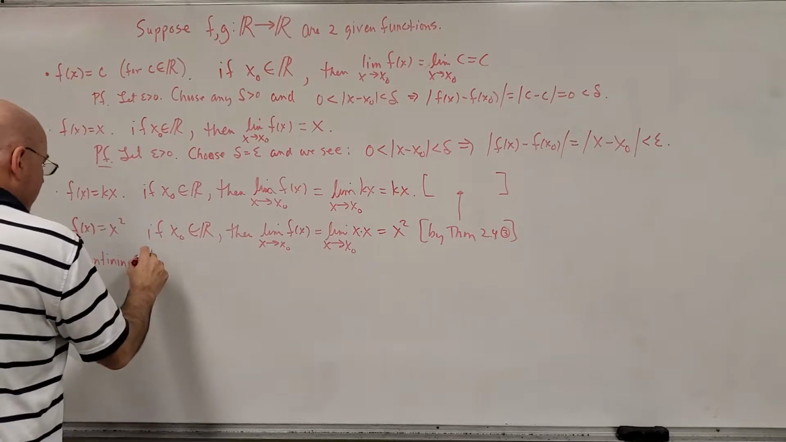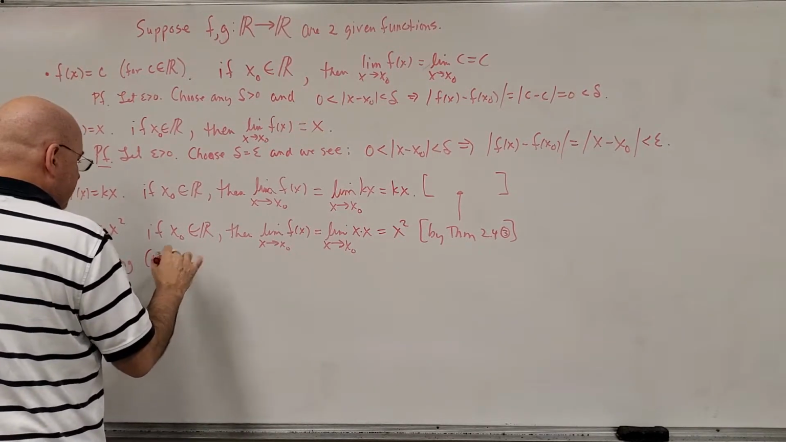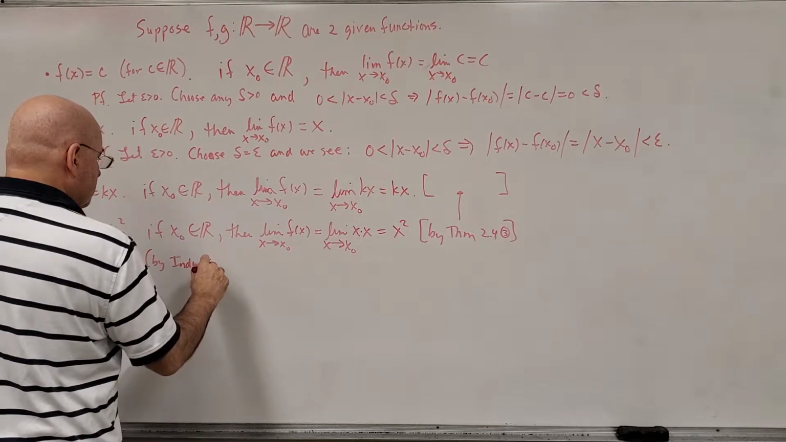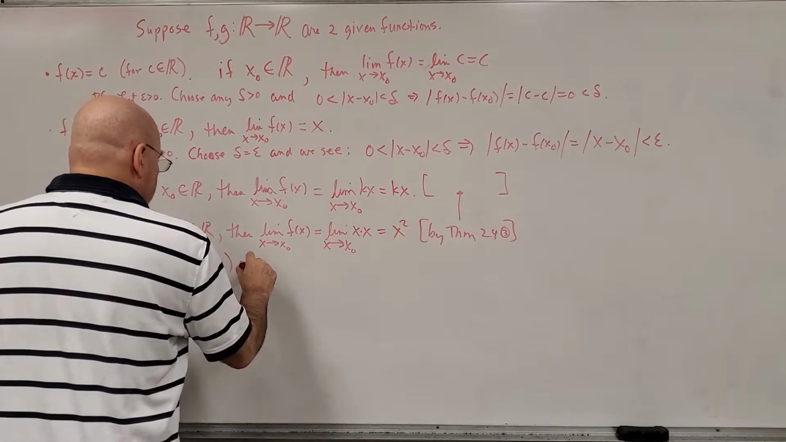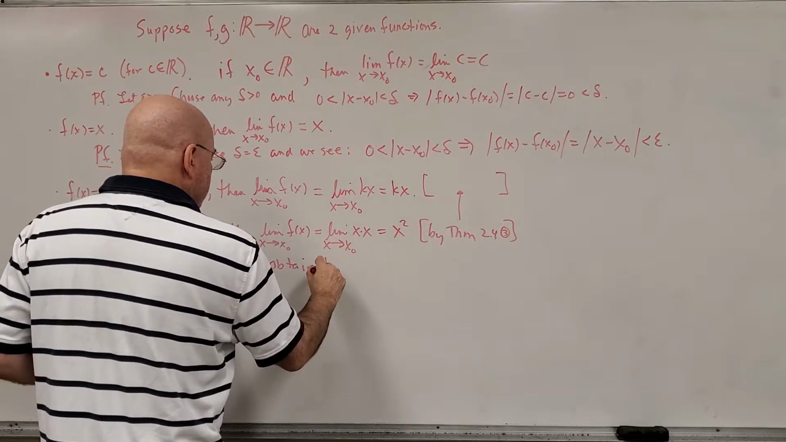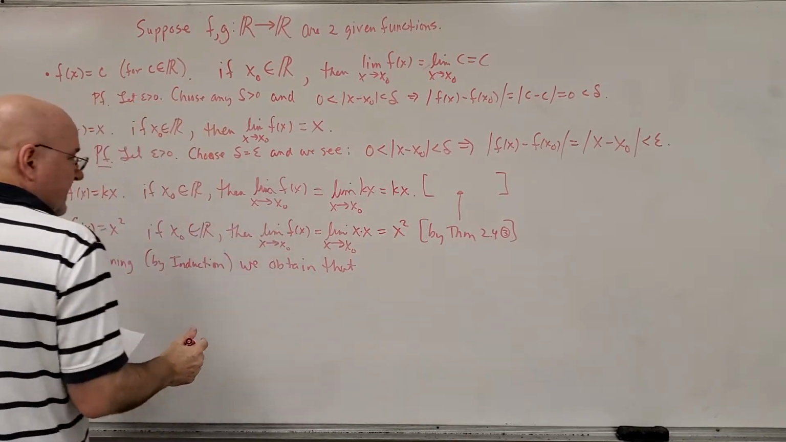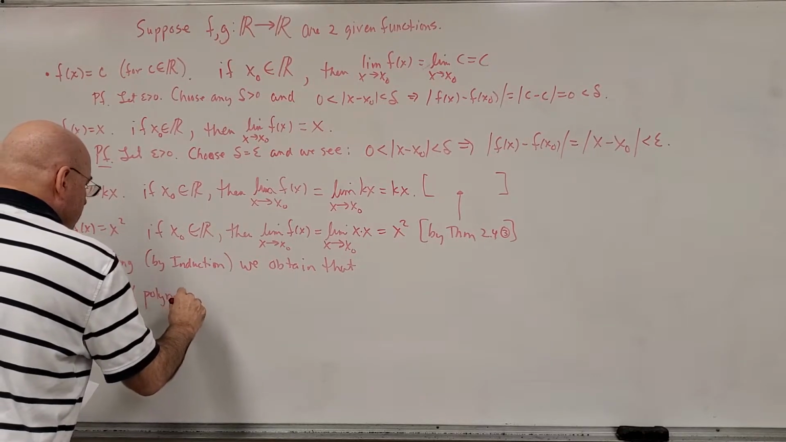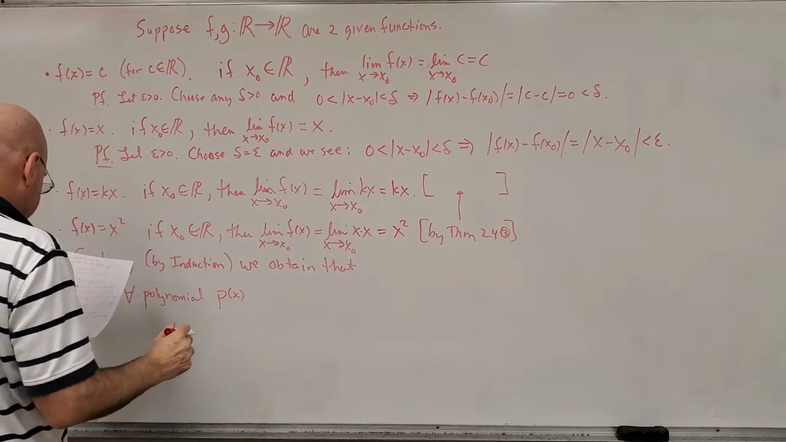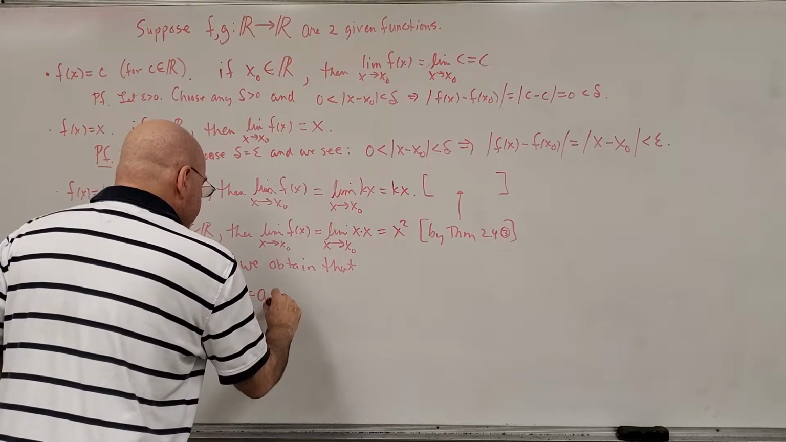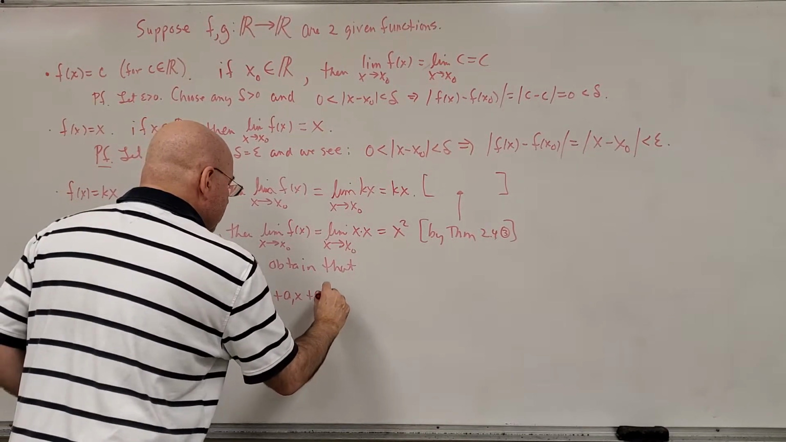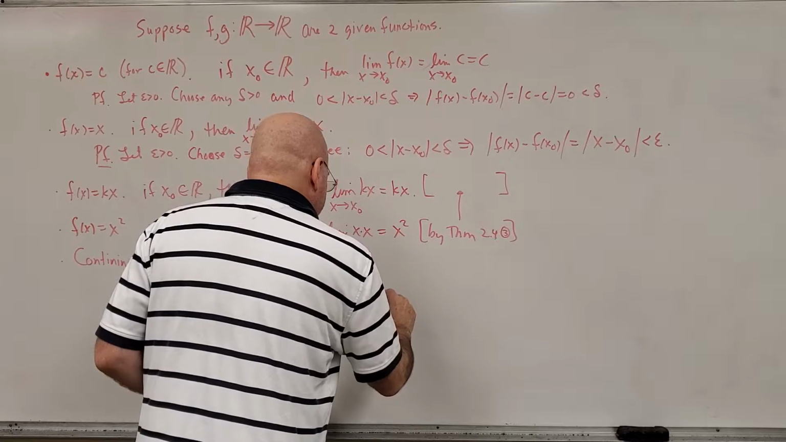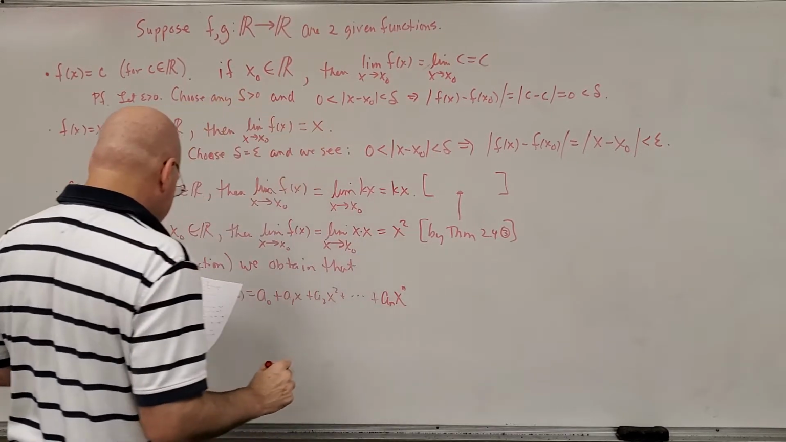We could continue, and I'm not going to do the mathematical induction proof, but I'm just going to say by induction, we can obtain that for every polynomial, and I'm going to write one out, call it p of x, which is a naught plus a1 x plus a2 x squared plus however high you want to go up to, we're going to go up to n, make this generic, a n x to the n.